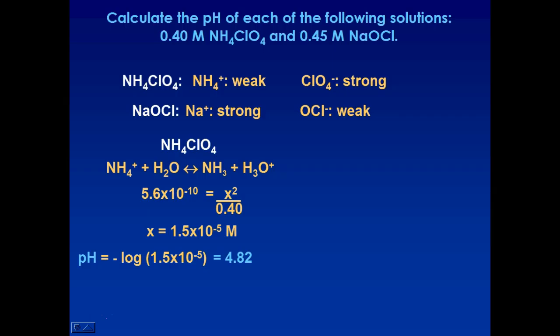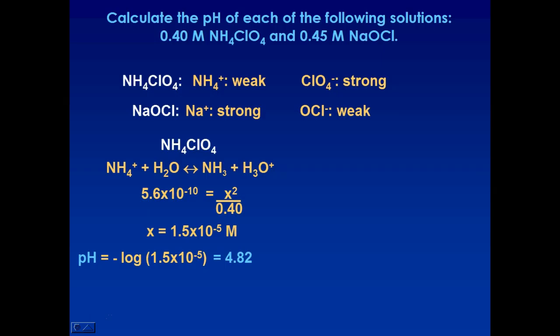If you don't quite get how I went from the equation to my K expression, you can set up an ICE chart, but it's going to be the same as you've seen before. 0.40 because there's one ammonium in NH4ClO4. 0 is for the ammonia and hydrogen ions. NH4 is going to go down by x. Ammonia and hydrogen ions are going to go up by x. So you're going to be left with x's on the product side as x squared, and 0.4, since we are allowed to assume that the x subtracted from the ammonium concentration is negligible.